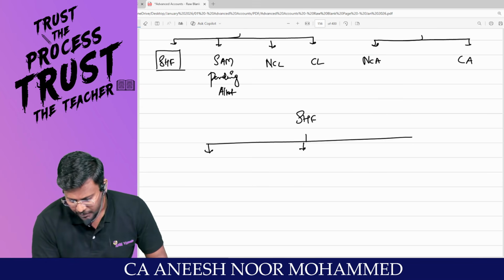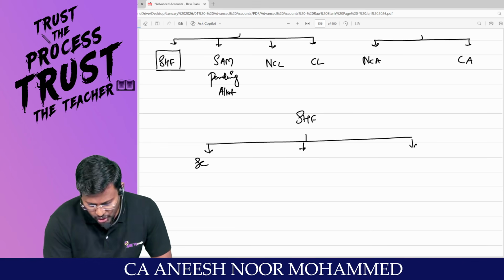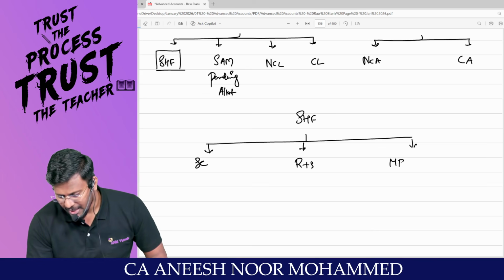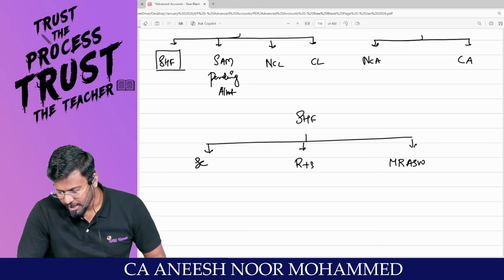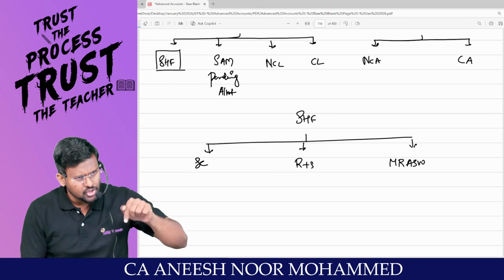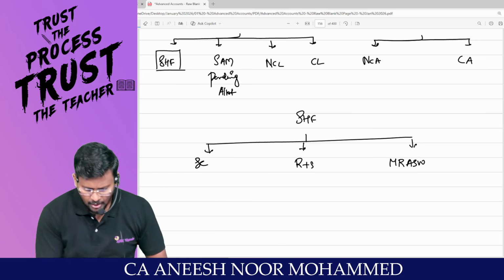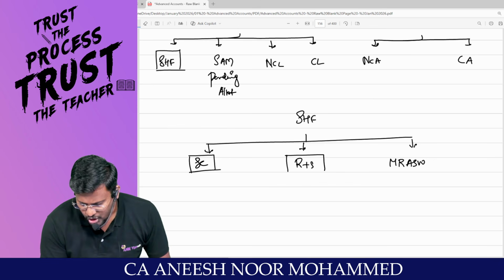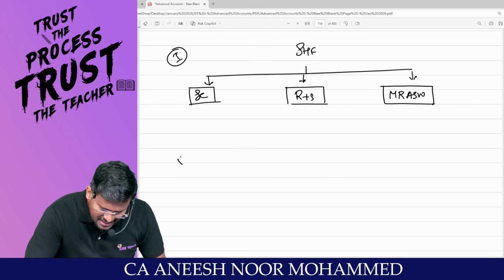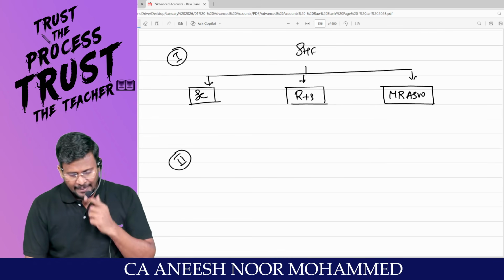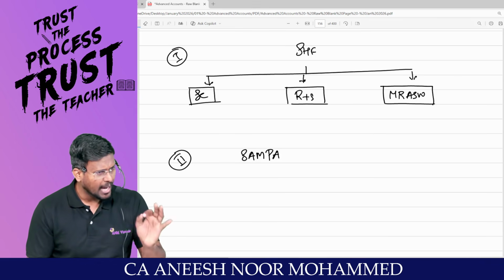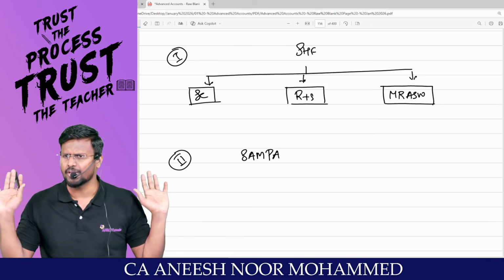Are you all really with me? Number one, share capital; reserves and surplus; money received against share warrants. Money received against share warrants will become share capital in future. So the first classification, shareholders fund, can be classified into 3 categories. What is the second one? Share application money pending allotment. No further classification. That's it.